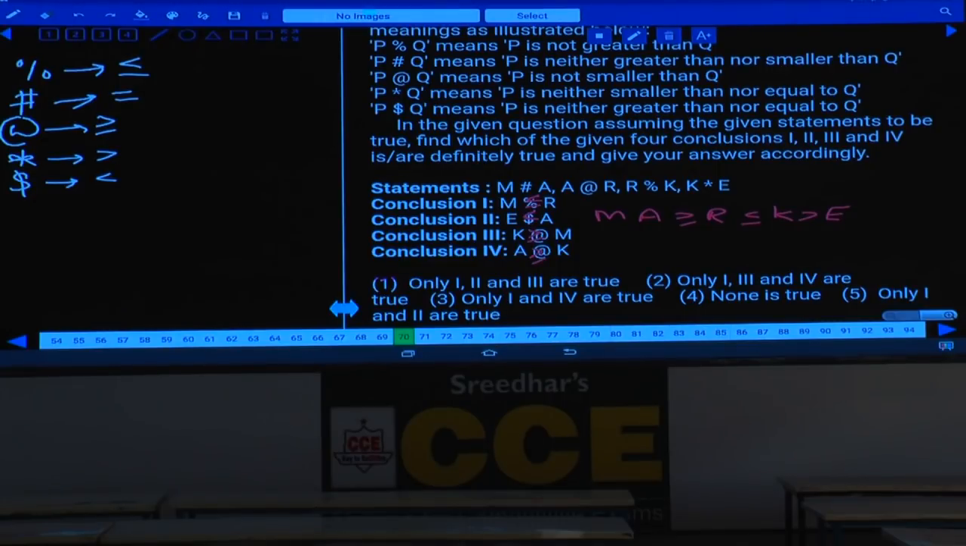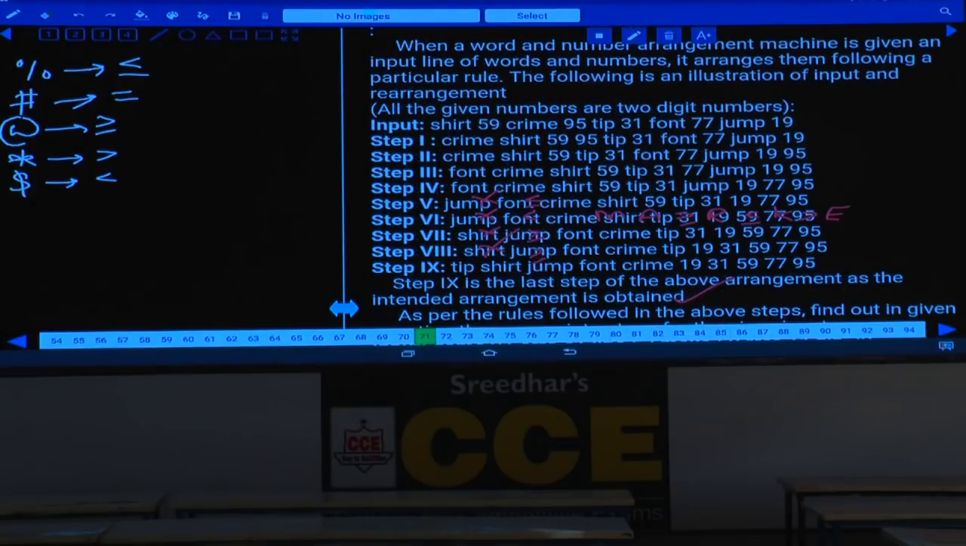And the relation between M and R, M greater than or equals to R is 2, hence conclusion 1 does not follow. And the second one, E and A and E, 1 greater than, 1 lesser than, 2 opposite symbols, this is also false. And the third one, K greater than or equals to M, between M and K there are 2 opposite symbols, this is also false. Then fourth one, A and K, between A and K there is 1 greater than, 1 lesser than, 2 opposite symbols, that is false. Hence none of the conclusions is true, that is choice 4. Done with this? Now this is about question number 66 to 70, coded inequalities.